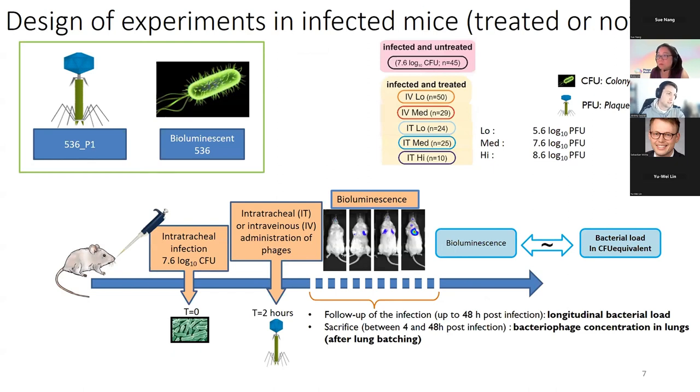We then have the design of experiments in infected mice. We have the infection by a bioluminescent strain of Escherichia coli 536. Two hours later, we have the phage treatment by intratracheal or intravenous routes. Then we have the recording in the same mouse. We can have different measurements in the lung of the bioluminescence, and this signal is correlated with the bacterial load in CFU, and we talk now in CFU equivalent because we established this correlation between the bioluminescence and the CFU counting at the end in the lung. So we can use this correlation for all the bioluminescence data in all the mice. This longitudinal follow-up of the infection, plus some data on bacteriophage concentration at the end, and also survival data, we took into account in our model and inference.